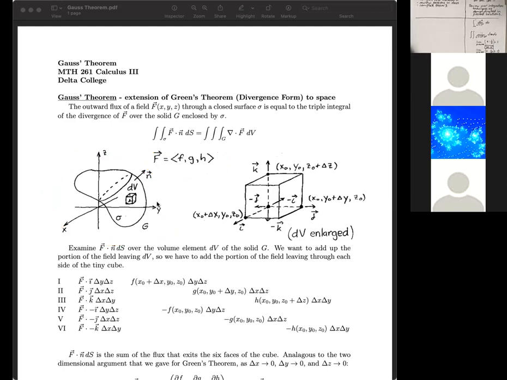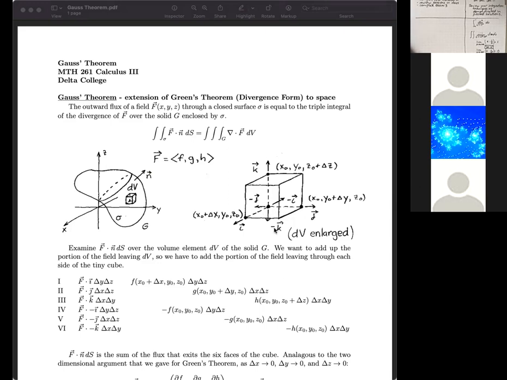And so the concept is going to be, we're going to dice that potato up into little cubes. If you enjoy cooking or playing around in the kitchen, dice this potato up into little cubes, and we're going to fry each little potato cube. No, we're going to add up how much field enters or leaves each little cube, dV. And we can do that very much like we did the Green's theorem flux form, divergence form handout.